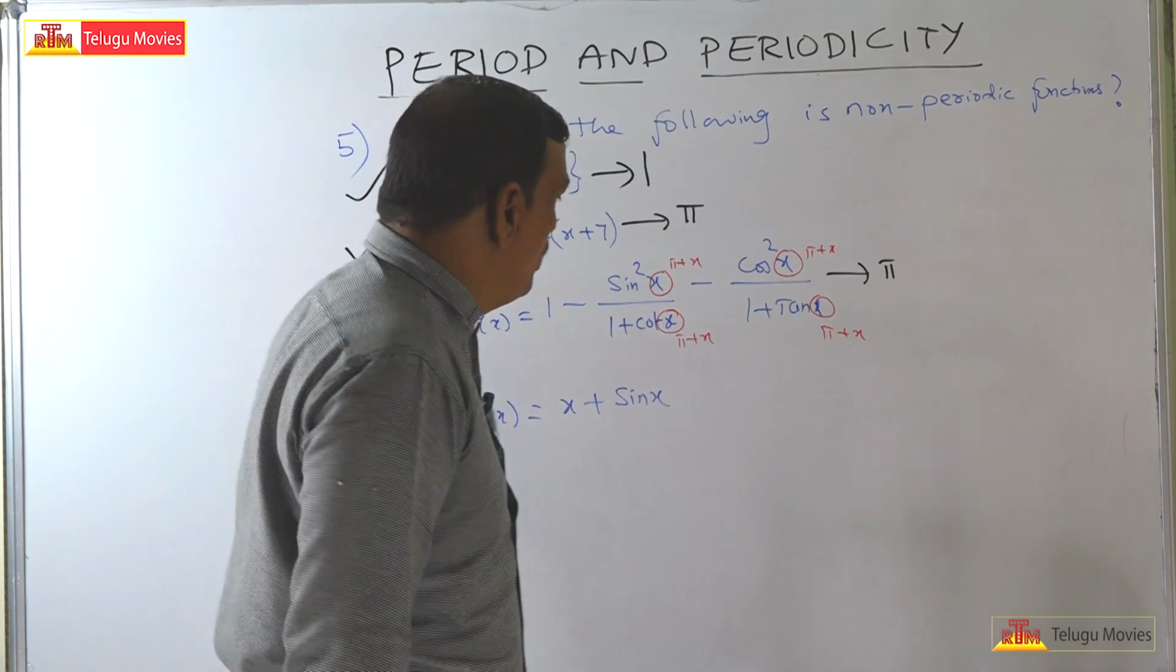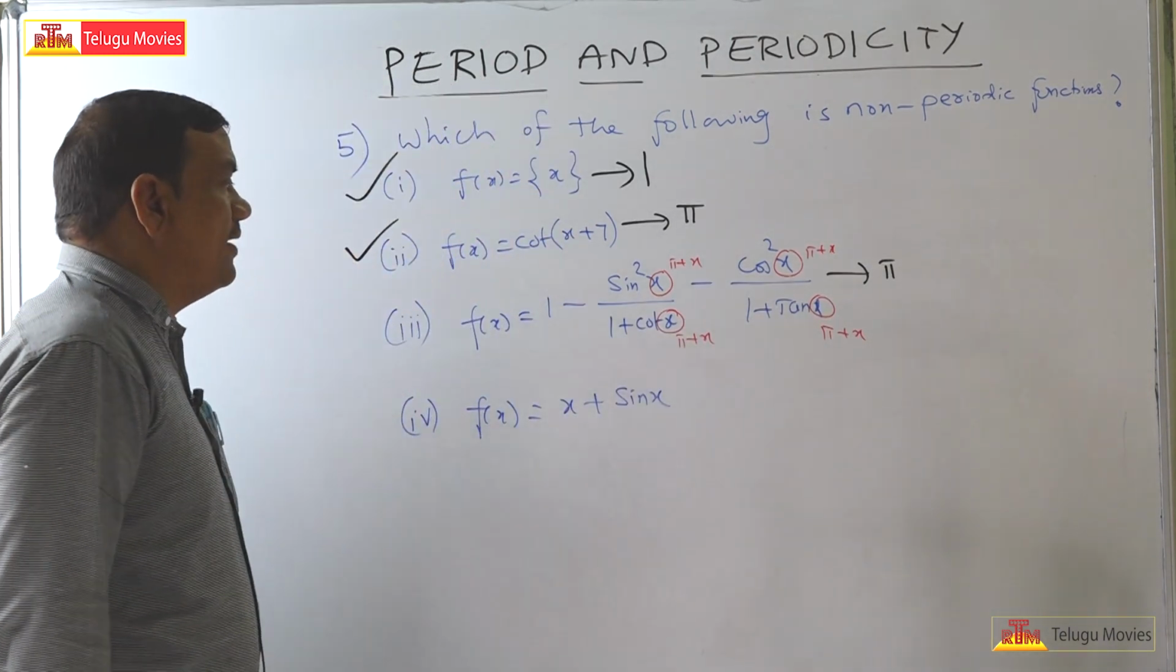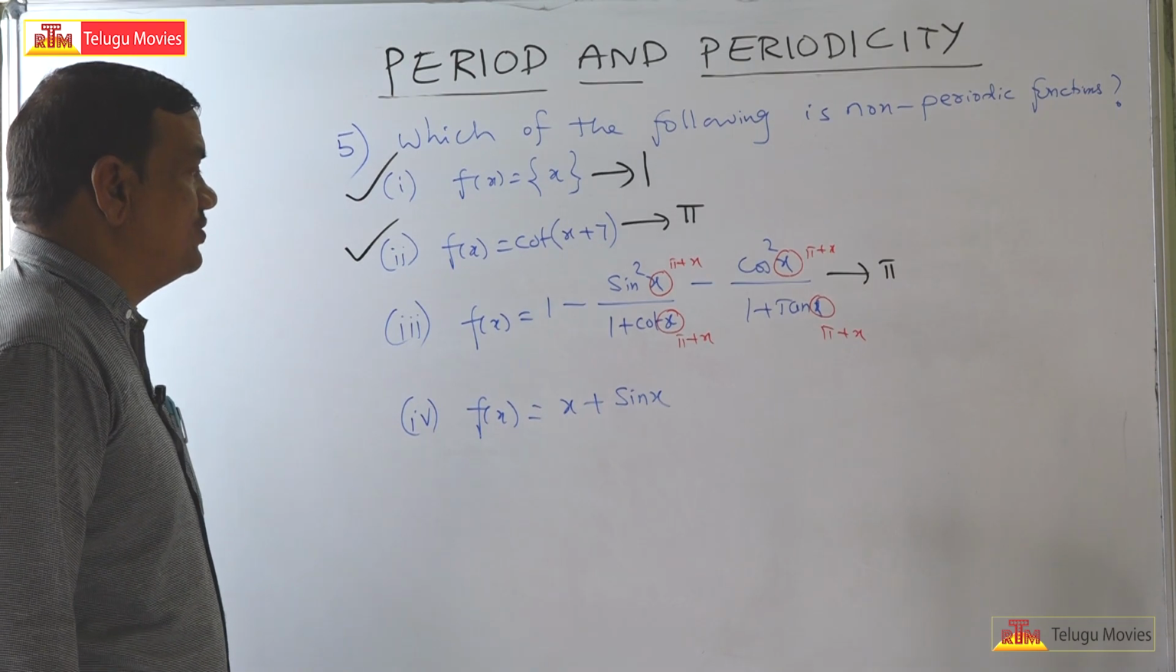Okay. So, if you substitute pi by 2, what happens? You see here.